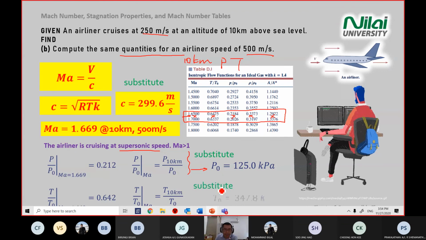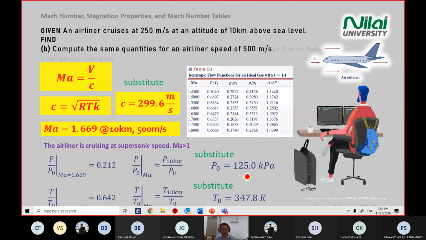All right, temperature is still the same. T0 equals 347.8 Kelvin. Okay, the strategy of solving is still the same, right? And again, you have my slides. You can go back and look at them later on.